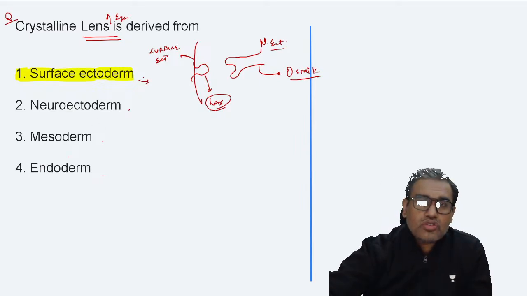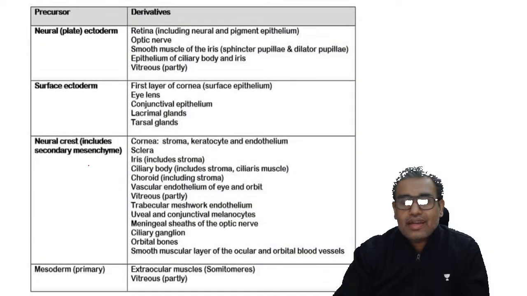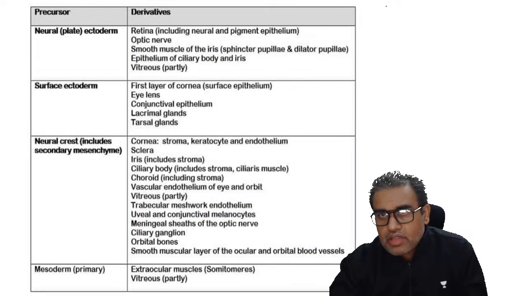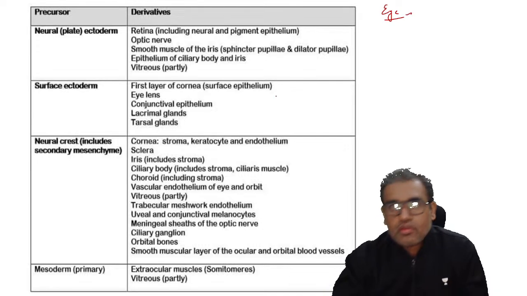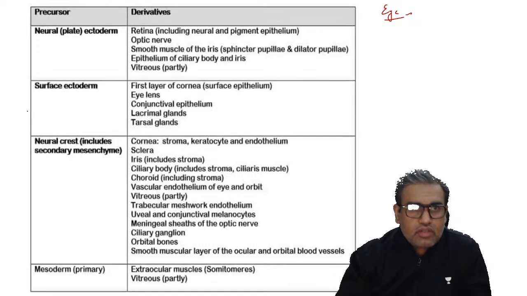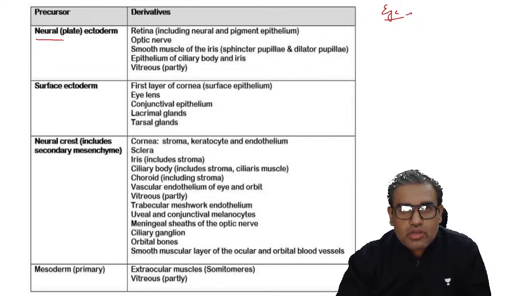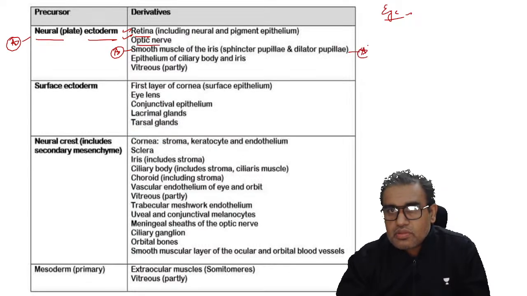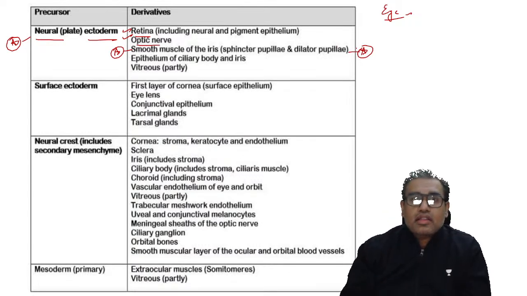What I'm going to show you is going to help you a lot. What is this? This is the whole table. Basically, development of the eye is being shown over here. What you need to study over here is derivatives from neural ectoderm. This is important. And these all you can see: optic nerve, retina, and these two are important. But more importantly is this third option that comes a lot in exams. Please understand it. That is the smooth muscles of the iris.